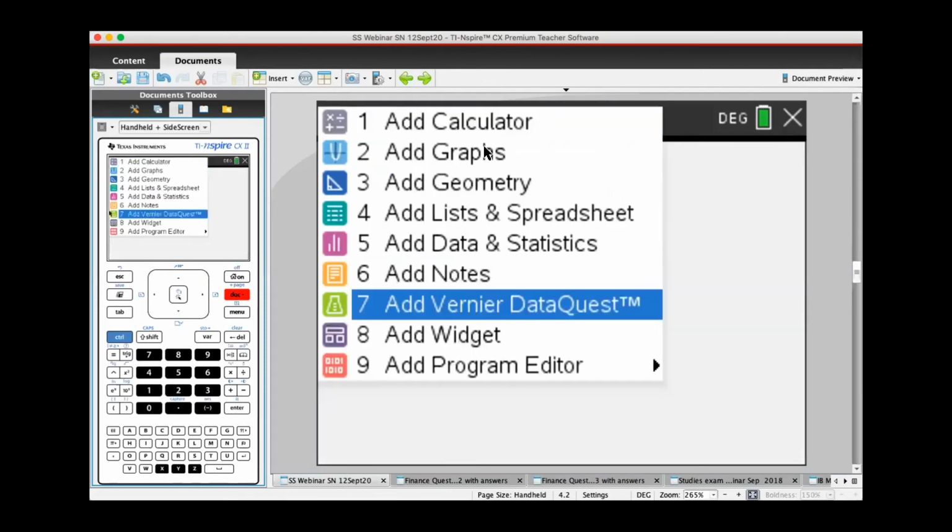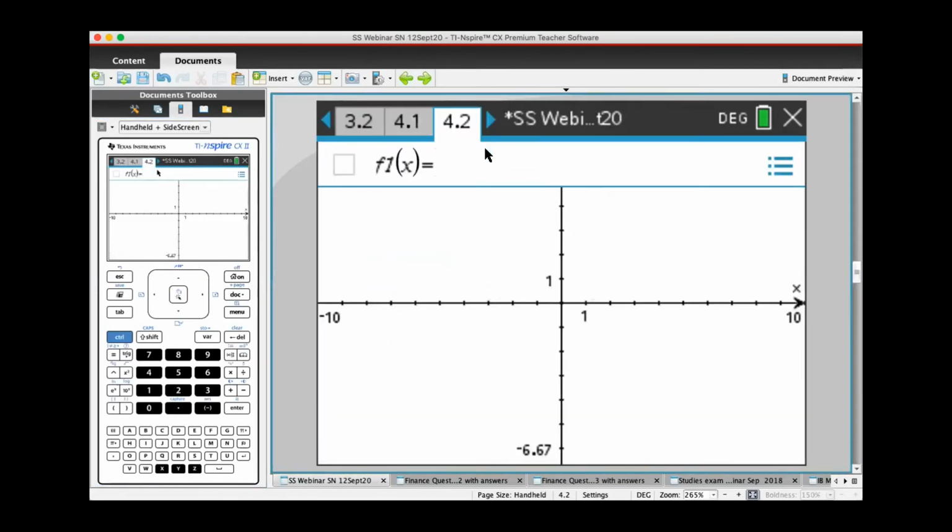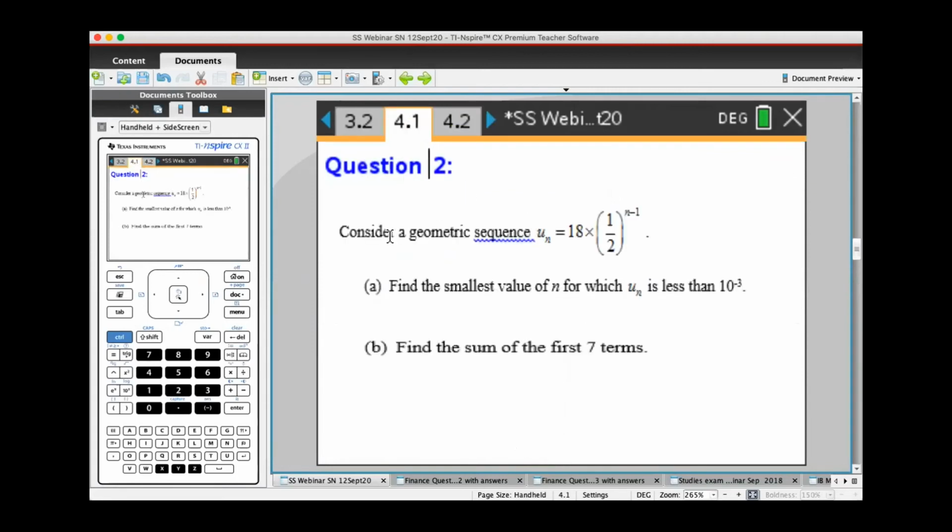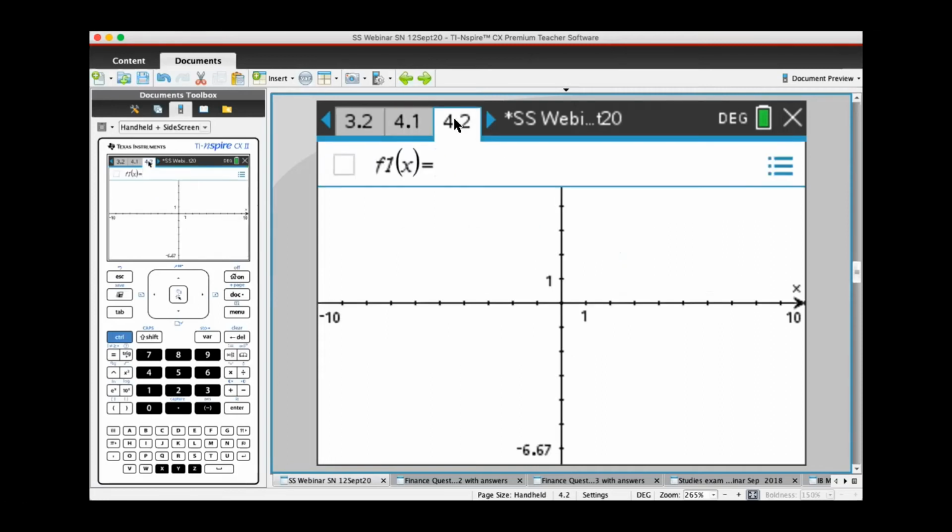And this time I'm going to use the graphs. Let's revisit the question again. It says, this is a geometric sequence. Find the smallest value of n, which is less than 10 raised to negative 3, so 1 over 1000. So let's go here and let's do this problem. You can do this problem on the calculator application as well, but I want to show you a different feature.